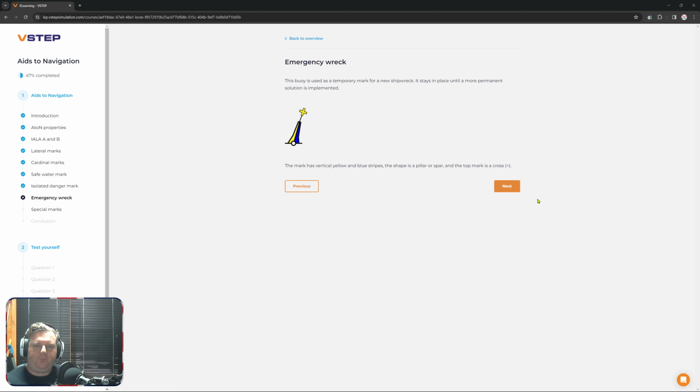That would be cool. This buoy is used as a temporary mark for a new shipwreck. It stays in place until a more permanent solution is implemented. The mark has vertical yellow and blue stripes. The shape is a pillar or spar and the top mark is a cross.